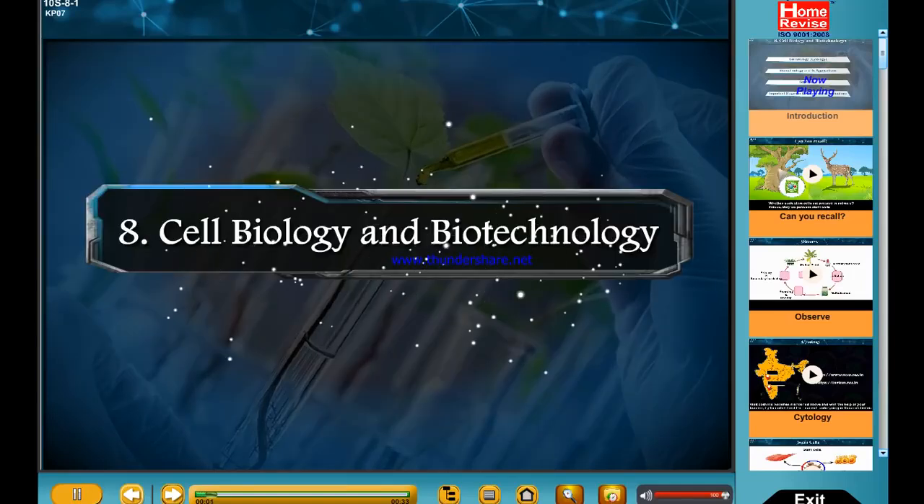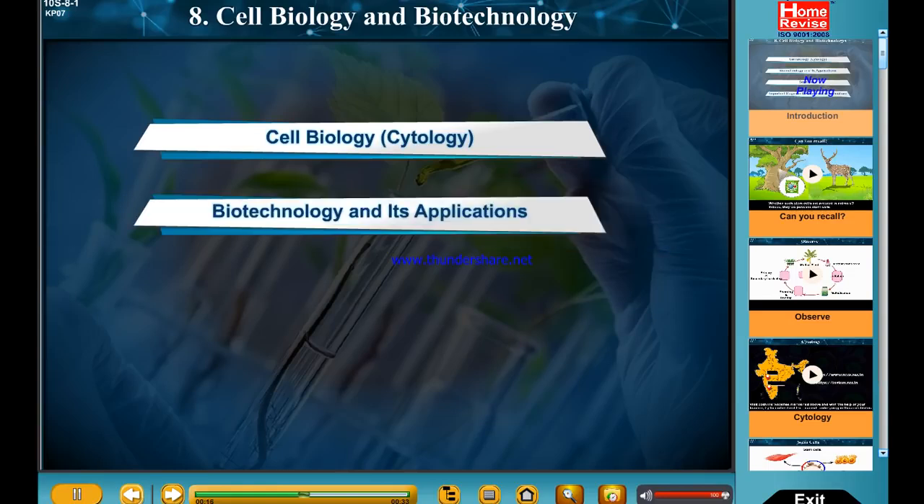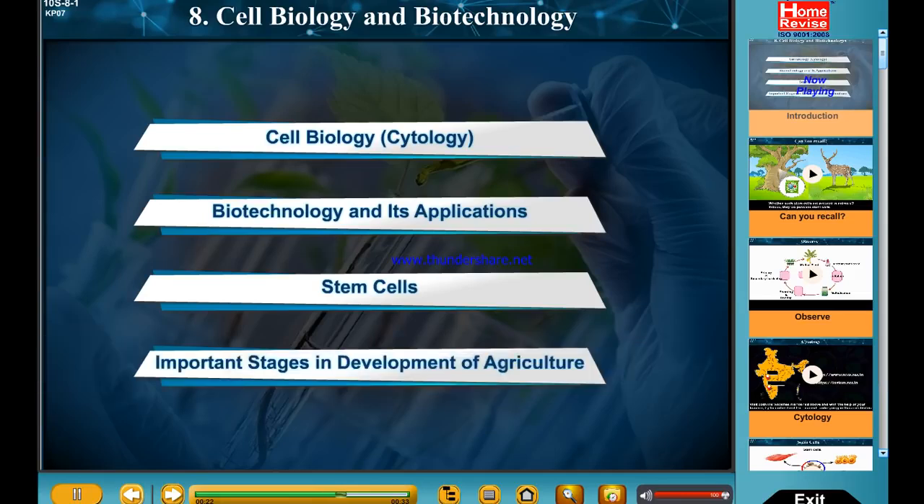Chapter 8 Cell Biology and Biotechnology. Students, in this chapter, we shall study important points like cell biology or cytology, biotechnology and its applications, stem cells, important stages in development of agriculture. We shall study these topics in details. So let's begin.